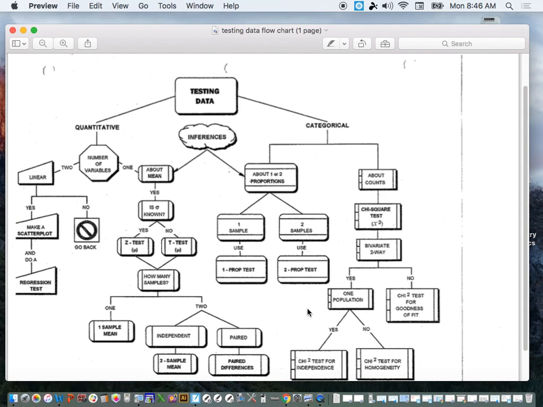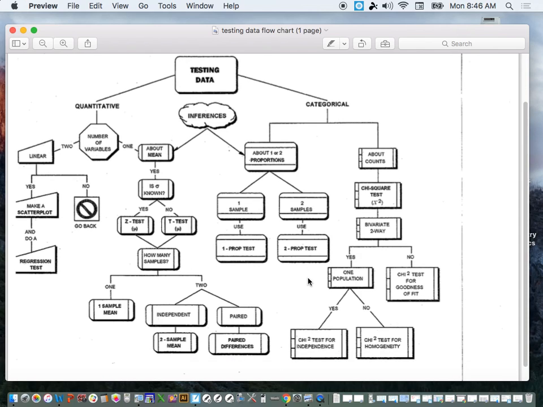My biggest advice is, think of this when you're deciding on inference procedure problems. If something says, is there evidence of this, or come up with a confidence interval for this, think about what we did this semester and decide which procedure to use. Is the data that they gave you quantitative or categorical? If it's categorical, is it about 1 or 2 proportions, or is it more than that where there's a bunch of counts? If it's 1 or 2 proportions, you might do a 1 proportion z-test or a 2 proportion z-test or interval.